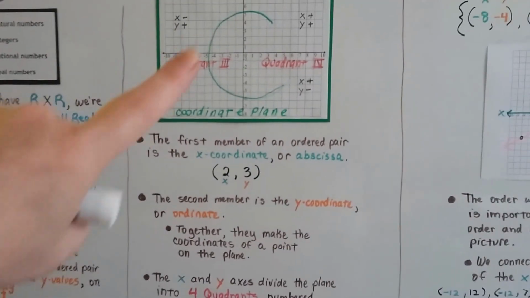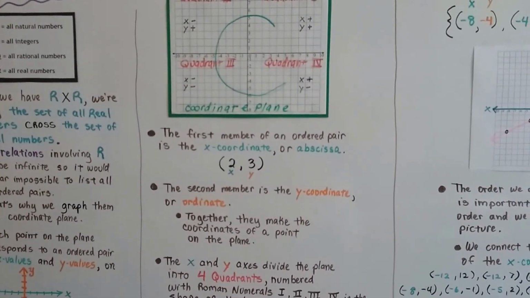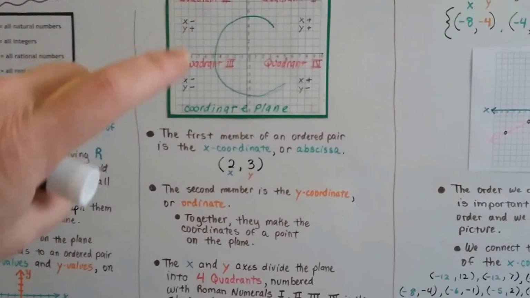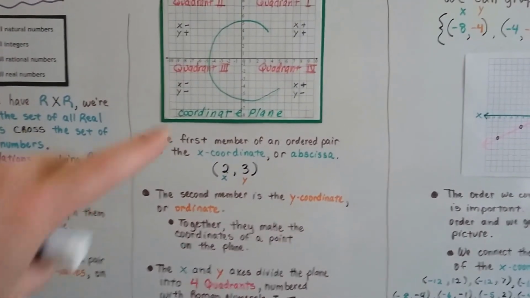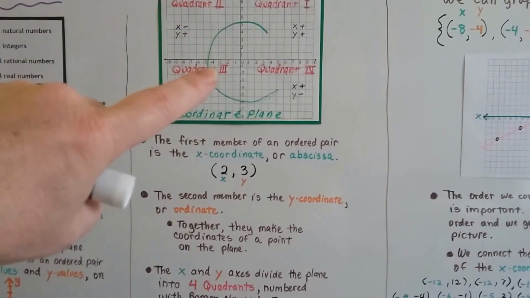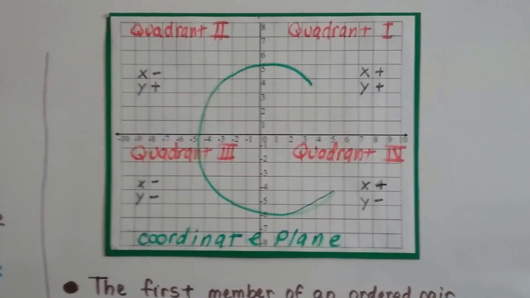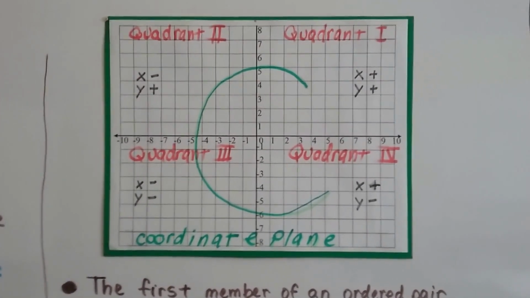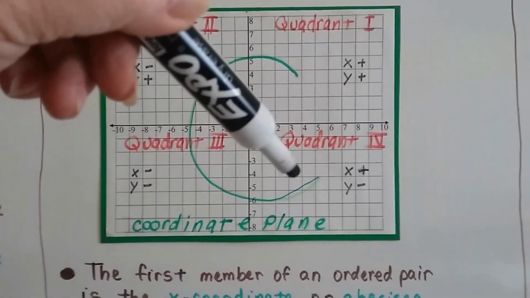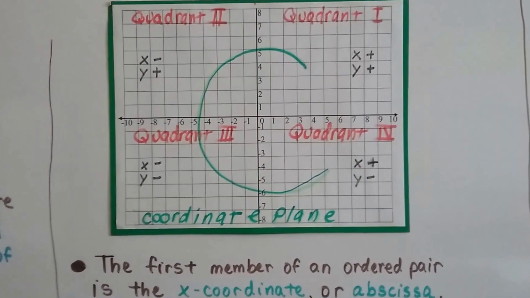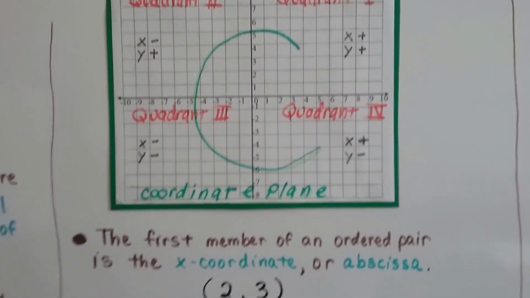All right, so looking at this, the x and y axis divide the plane into 4 quadrants, 1, 2, 3, 4. And they're numbered with Roman numerals. Roman numeral 1, 2, 3, and 4, okay? So let's take a look at this. And it makes the shape of a C. So if you're wondering where the first quadrant is, just think of C for coordinate plane or C for Cartesian coordinate system, all right? And you'll remember which quadrant is which, all right?